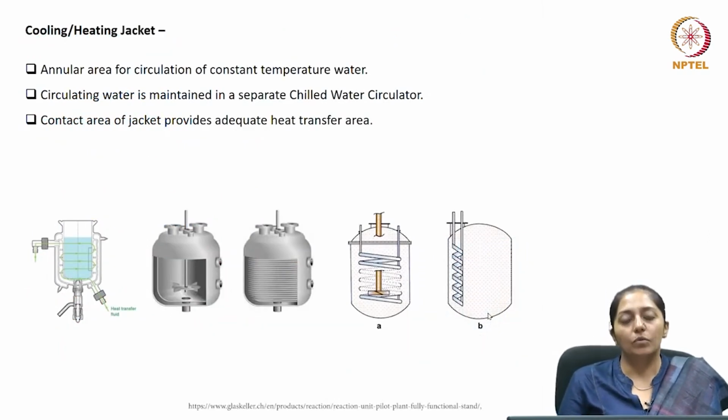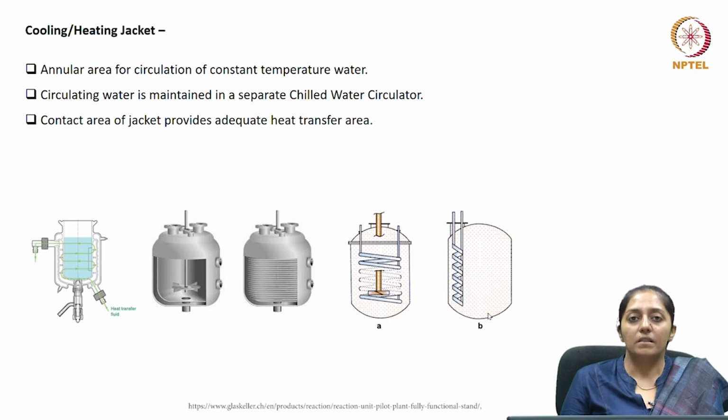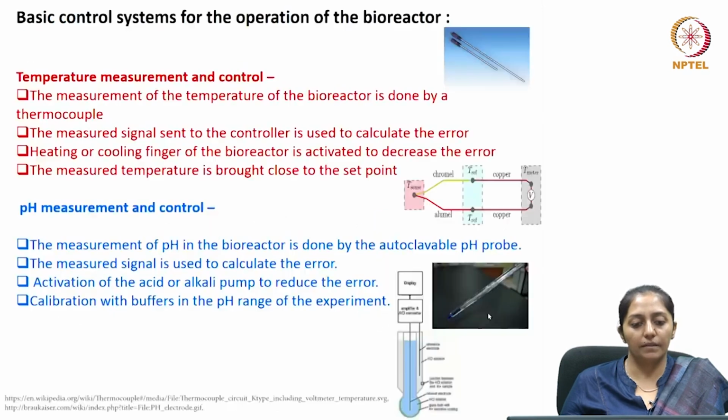Then comes the heating and cooling jacket arrangement. So, an annular area of circulation of constant temperature water. Depending on the size of the reactors, you can see different ways in which the heating or cooling jackets are arranged. There can be water coming from the chilling unit which is circulated around the entire reactor body, or if the reactor volume is very small, then you can have heating or cooling fingers inserted inside the reactor through which the chilled water from the chilling unit is circulated for maintenance of the temperature of the liquid broth inside the reactor.